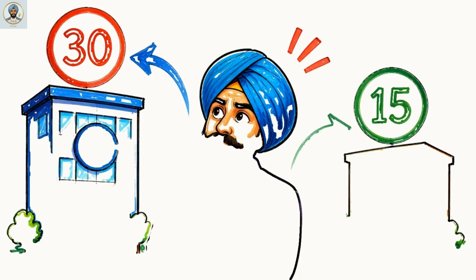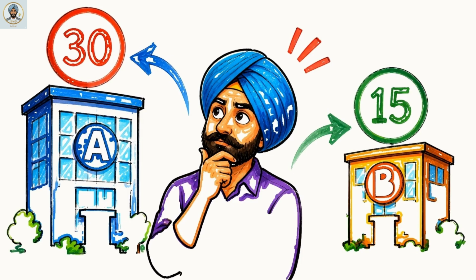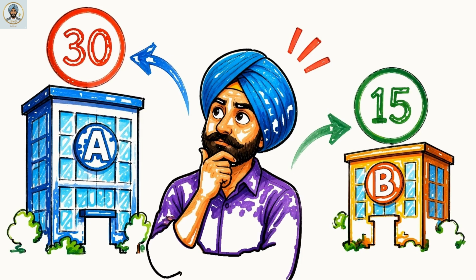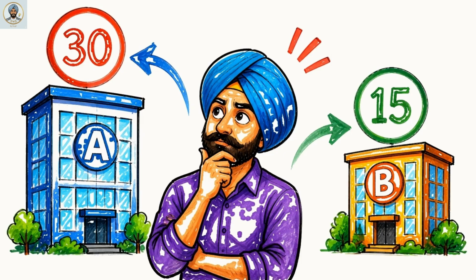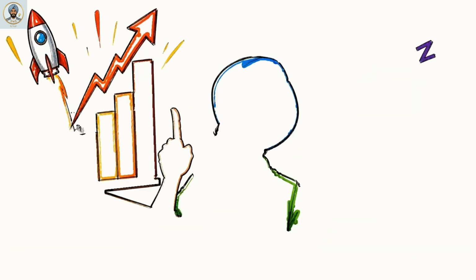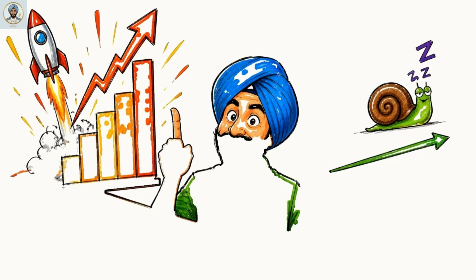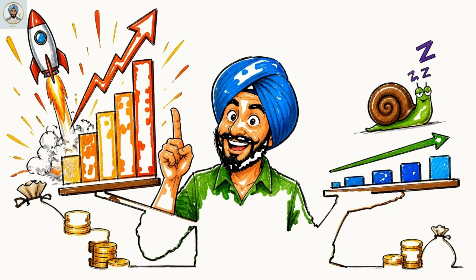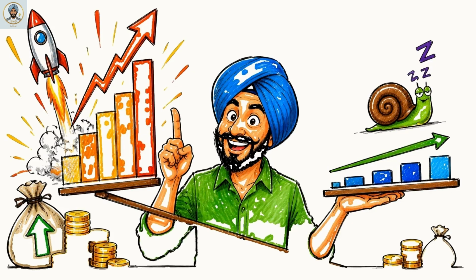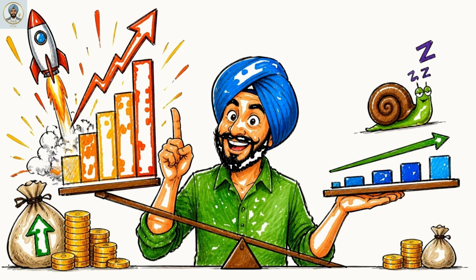Imagine two companies. Company A has a PE of 30 and Company B has a PE of just 15. Your gut screams that Company B is the cheaper, better buy. But hold on. What if I told you Company A is growing its profits by 35% a year, while Company B is chugging along at a sleepy 5%? All of a sudden, Company A's higher PE starts to make a lot more sense. You're paying a premium, sure, but you're buying into explosive growth.